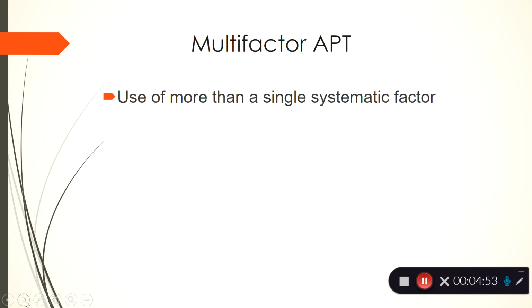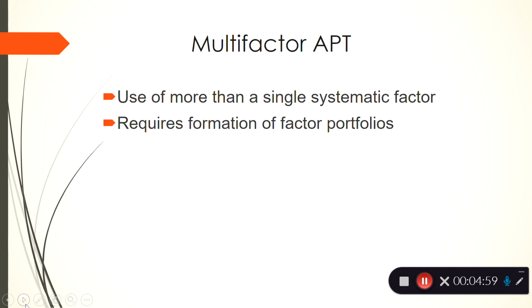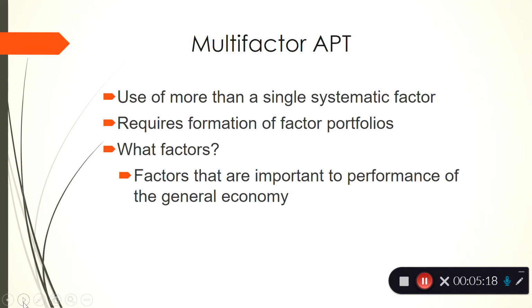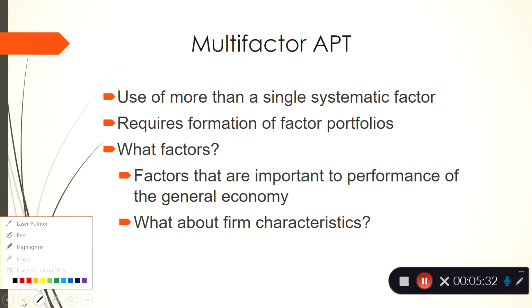Multi-factor APT uses more than one single factor. The factor portfolio is a well-diversified portfolio constructed to have a beta of 1 on one factor and 0 on the other, and you track one macro factor that is uncorrelated with the other. The factors are important to the performance of the general economy, so these are any macroeconomic factors that might be of interest. Usually you'll see GDP in there. You can also talk about the money multiplier, those kinds of things. Firm characteristics would not be included in the multi-factor APT.